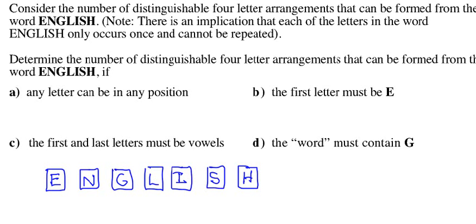Here's a pretty popular sort of arrangement problem where they give you a bunch of letters and ask you to rearrange them and say, how many different words can you make here? How many distinguishable four-letter arrangements can be formed using letters from ENGLISH? So pretend you have like 7 Scrabble tiles, 7 pieces of wood that have ENGLISH. You can select any 4 of them.